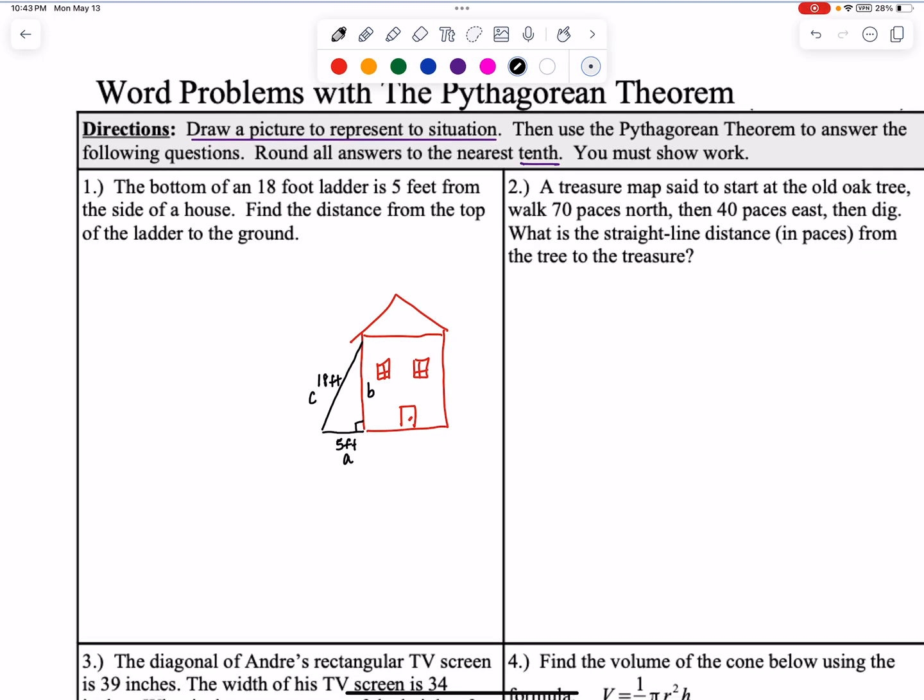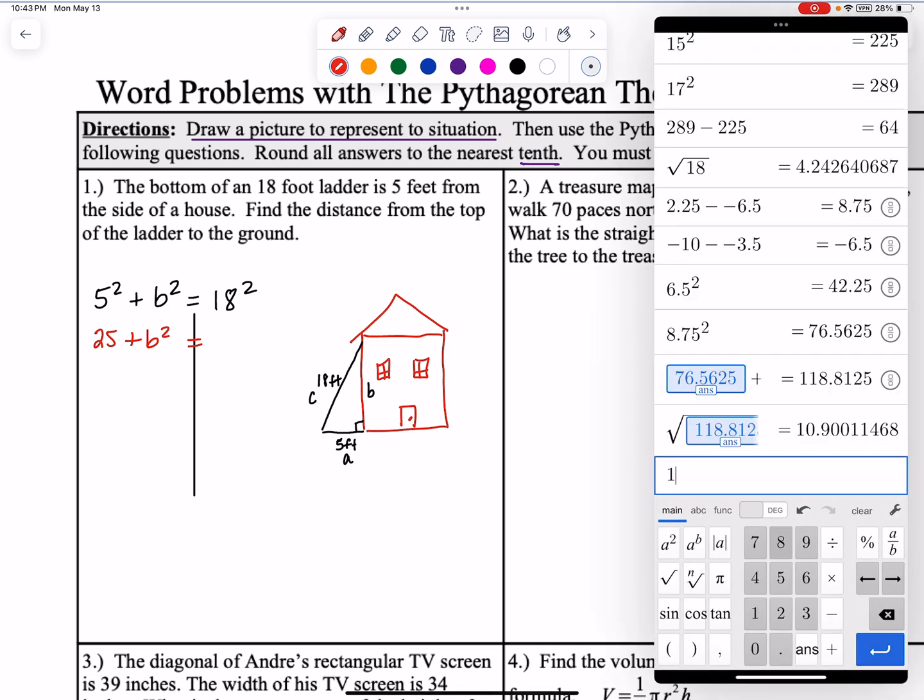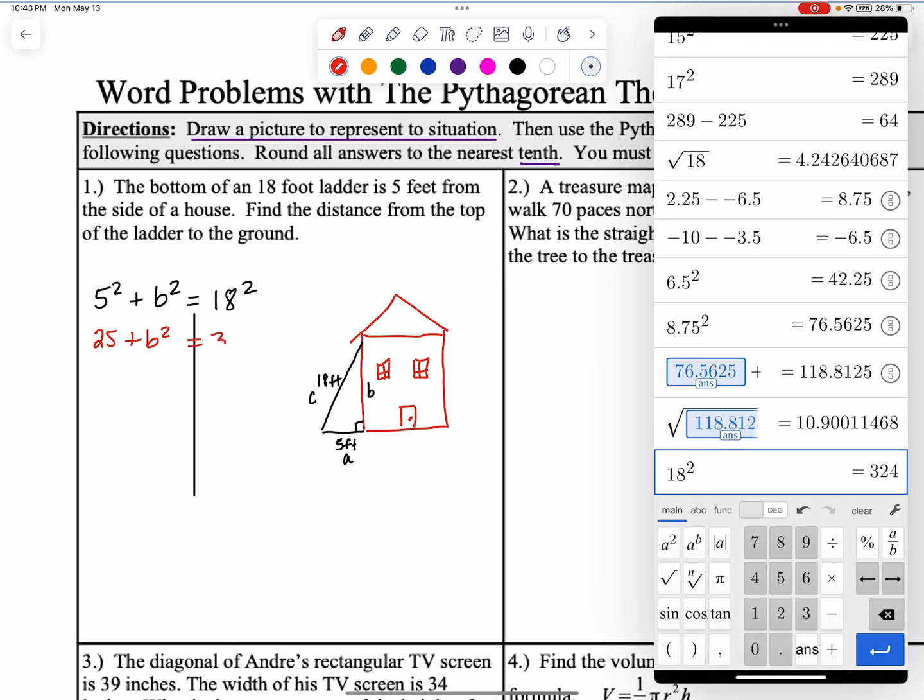Okay, so go ahead and we can get this solved out. So we have A squared, and A is actually 5, plus B squared. We don't know what B is, but we know what C is. It's 18. Okay, separate our workspace just like we always do. We know 5 times 5 is 25, plus B squared equals whatever 18 squared is, which is 324.